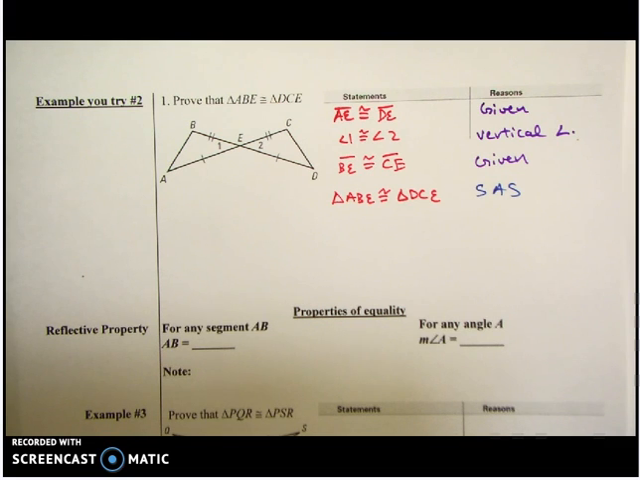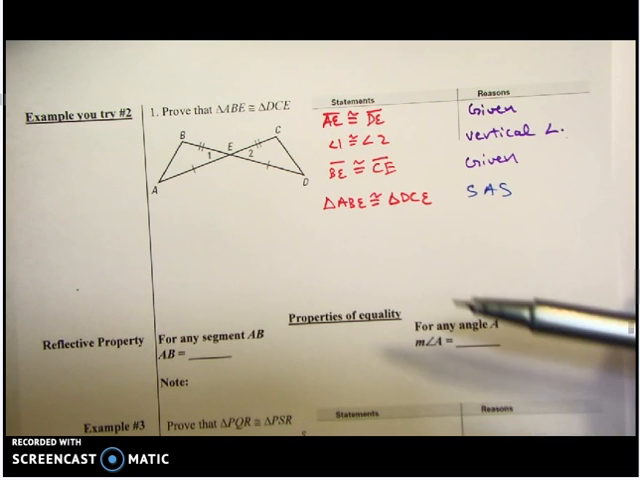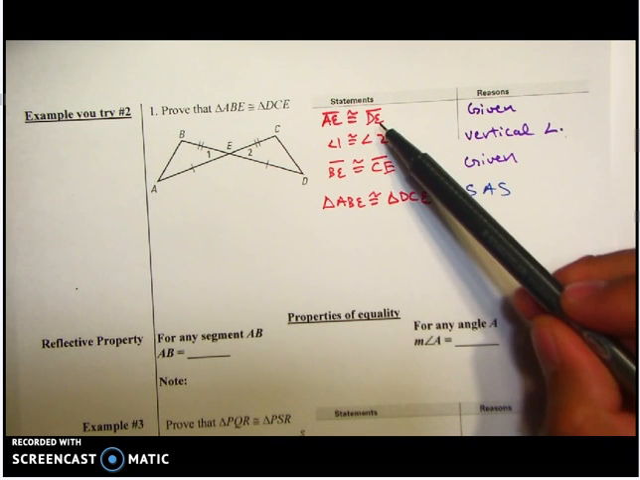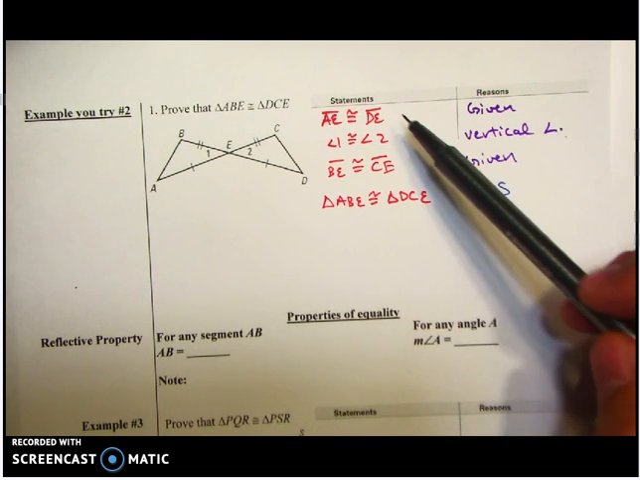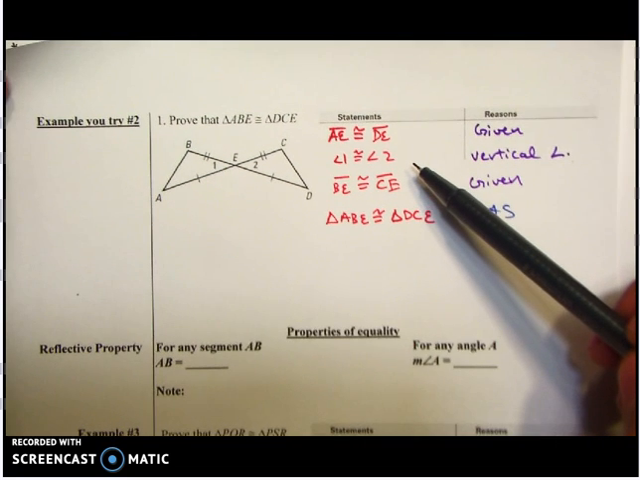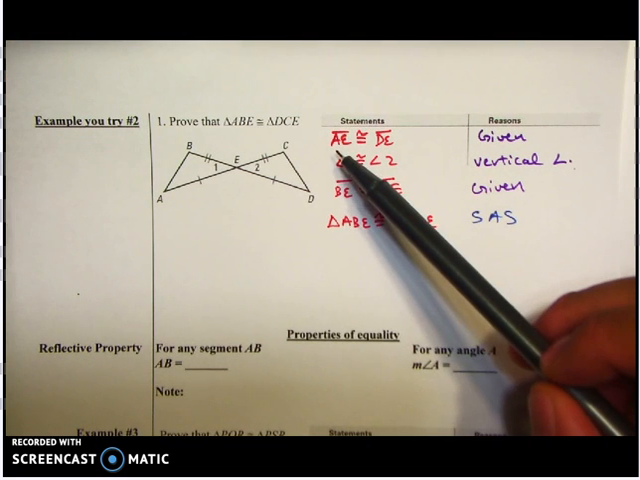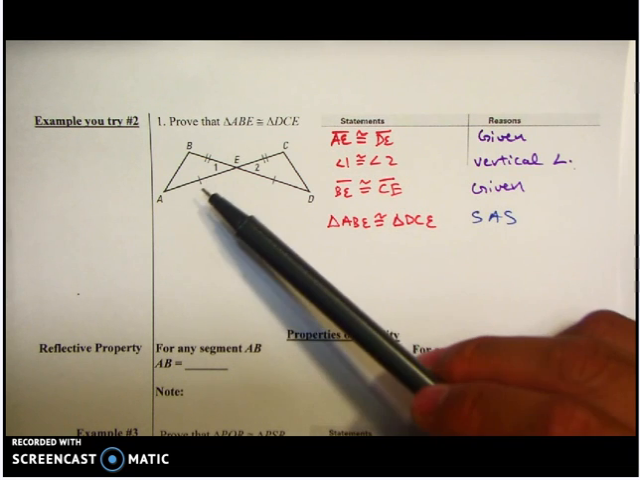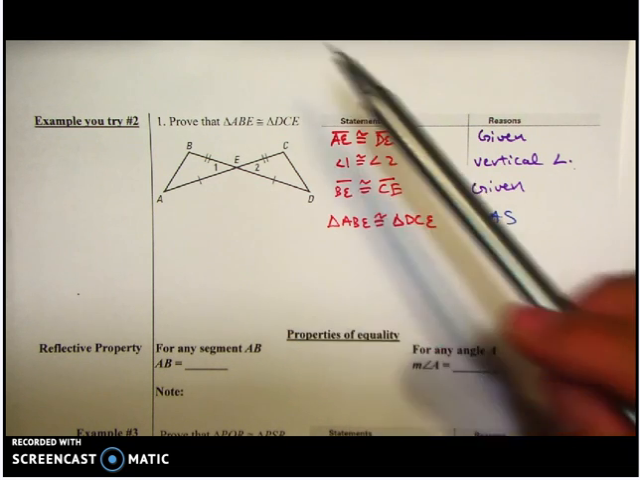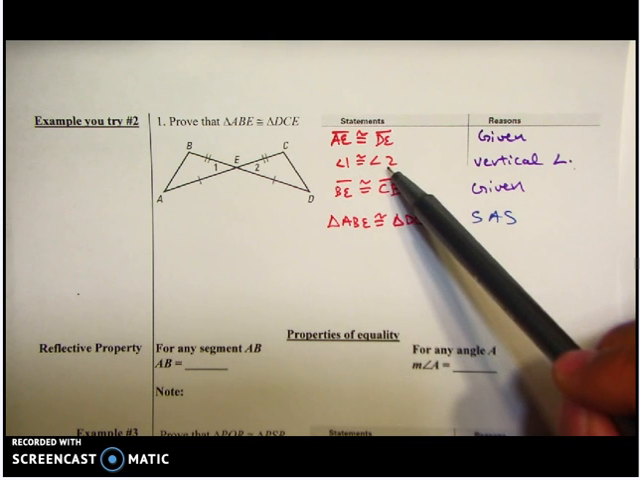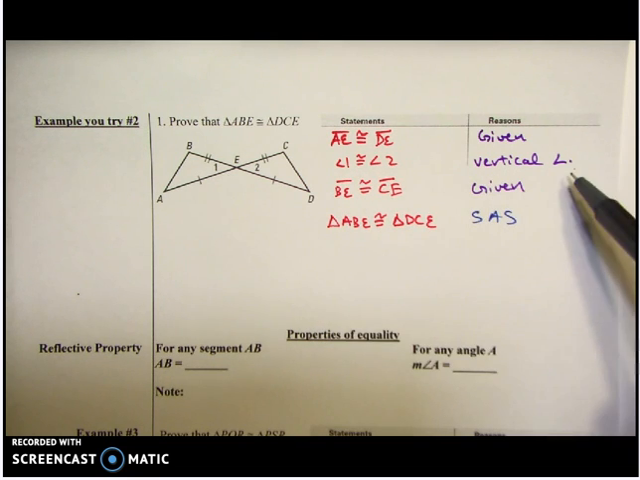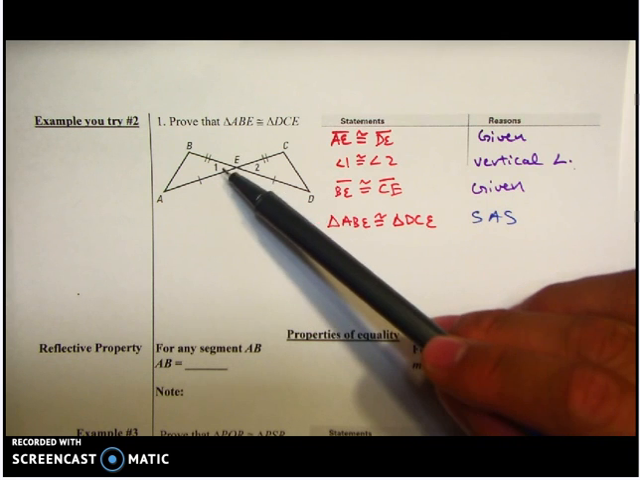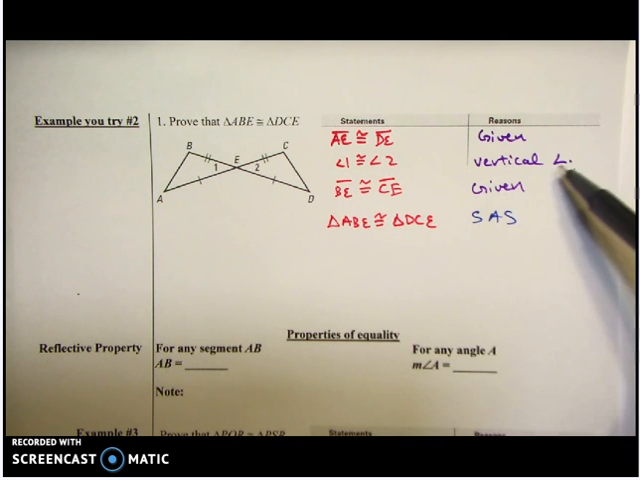Alright, hopefully you did good on this one. Try it again, and see how you did. So look here. If you notice, it might not be exactly the same, but the idea should be the same. You should be able to identify that AE is congruent to DE, and that's because that information is given to you. Angle 1 is congruent to angle 2 right here because of vertical angles. Again, they have not marked it congruent, so you have to give the reason why.